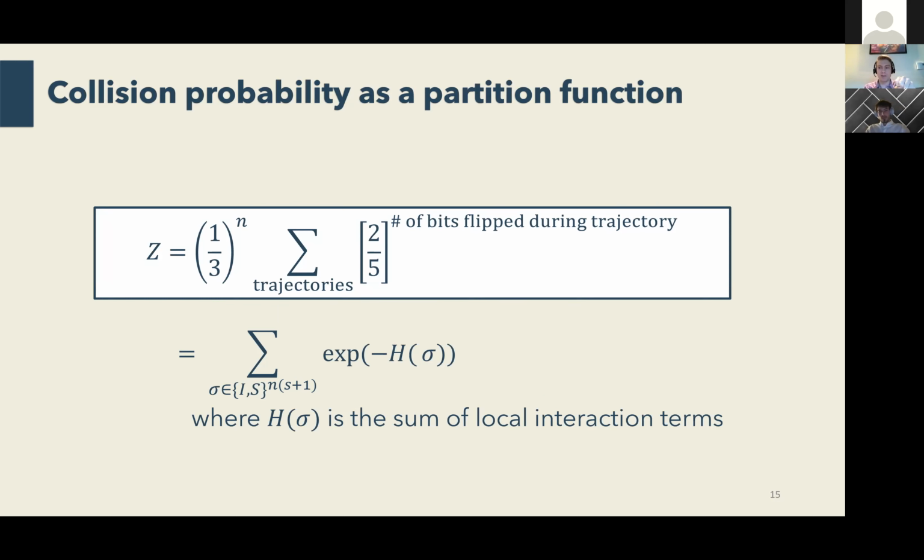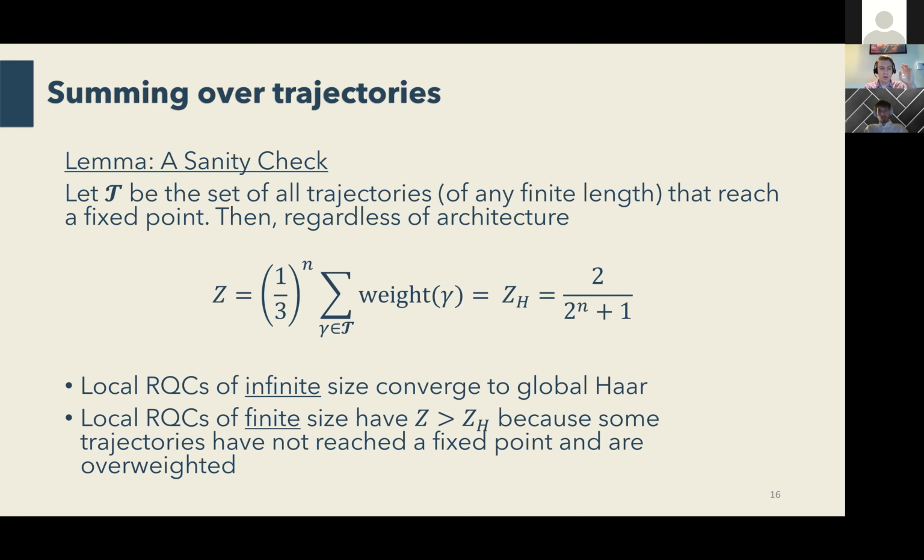But we can only evaluate it exactly in one particular limit, and that's the limit that we have an infinite number of circuit elements. If we have an infinite circuit size, then we can expect every trajectory to eventually reach one of these fixed points, which makes it easy to evaluate the sum. We find that it's equal to this Haar value, 2 over 2 to the n plus 1, which is really what we should have expected in the first place. If this wasn't the case, we should have been worried.